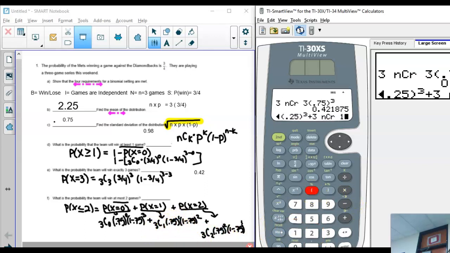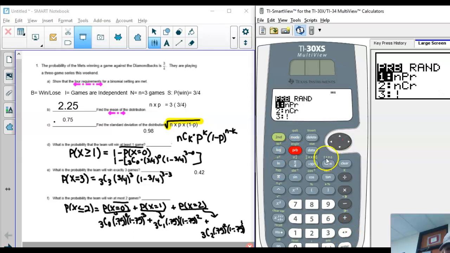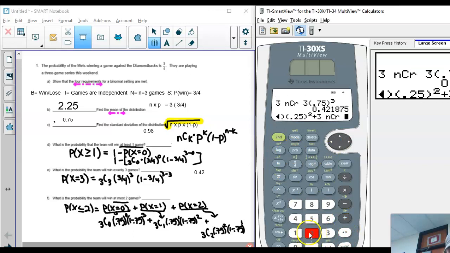times 0.75, right, to the 1st power. Now I don't need to write the 1st power because it's just going to be 0.75, times 1 minus 0.75, so that's 0.25, right? To the 2nd power, plus, now we're going to do it one more time, 3 C 2 times 0.75 to the 2nd power, arrow over, times 1 minus 0.75, so 0.25 to the 1st power.